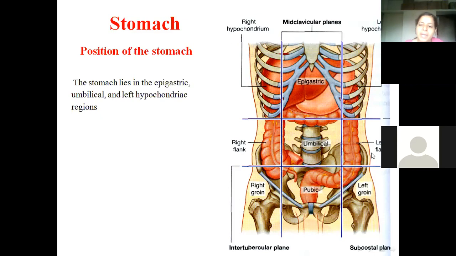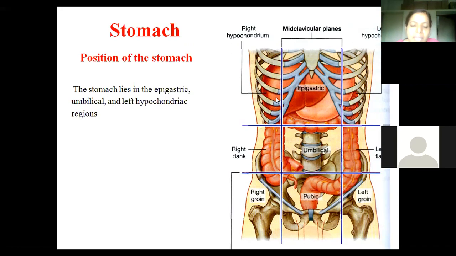For right flank and left flank, we usually use the words right lumbar and left lumbar, and right iliac and left iliac for either side of this groin region, which has been named here. So if you see these 9 regions of the abdomen, where is the stomach present? The stomach is present in the left hypochondrium and epigastrium. If you just look at this picture, it also gives us an idea where exactly the stomach is situated.